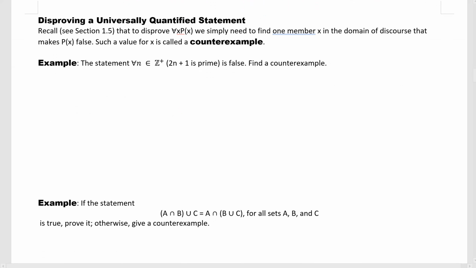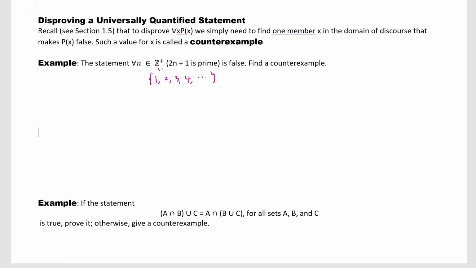The statement "for all n in the positive integers, 2n + 1 is prime" is false. Let n be a positive integer. Is 2n + 1 always prime? Let's find a counterexample. What are positive integers? 1, 2, 3, 4, etc. When we want to find a counterexample, we can go down the list until we find one.